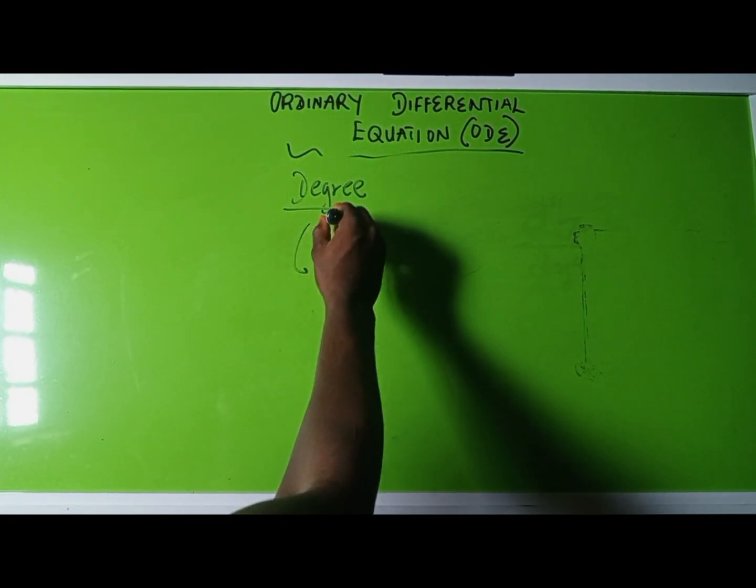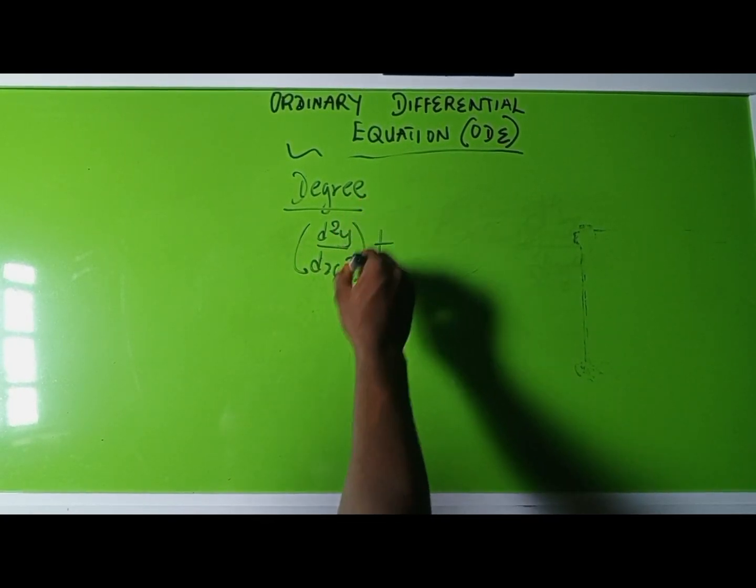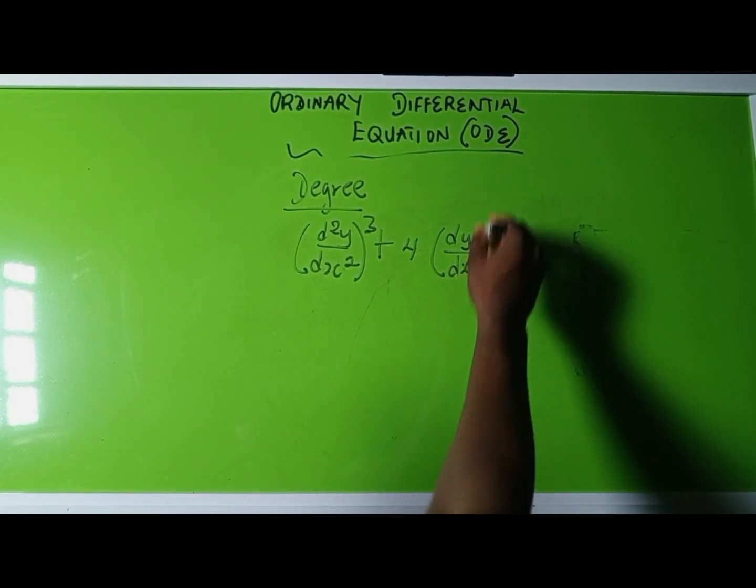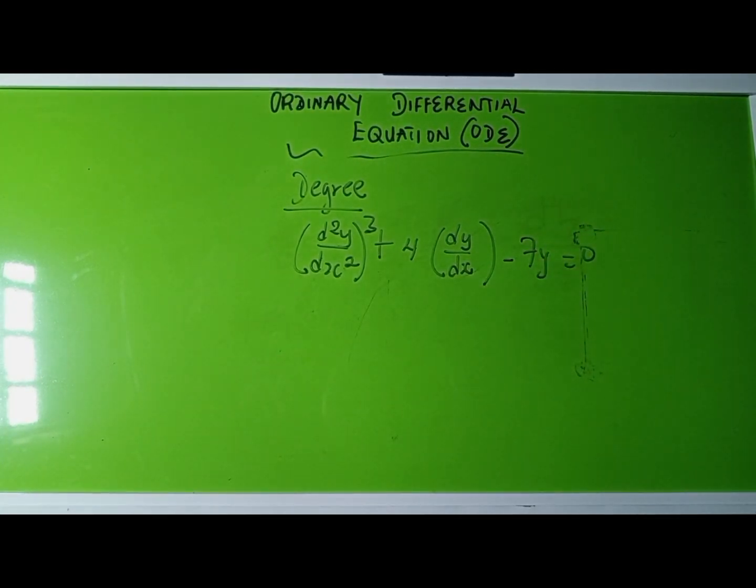If you have this equation and you're asked to classify it by its degree, what do you simply do? Look at what we are talking about when we talk about degree. We are talking about the highest power of a derivative. When I say the highest power of your derivative, look at your derivatives. What is the power of each derivative?